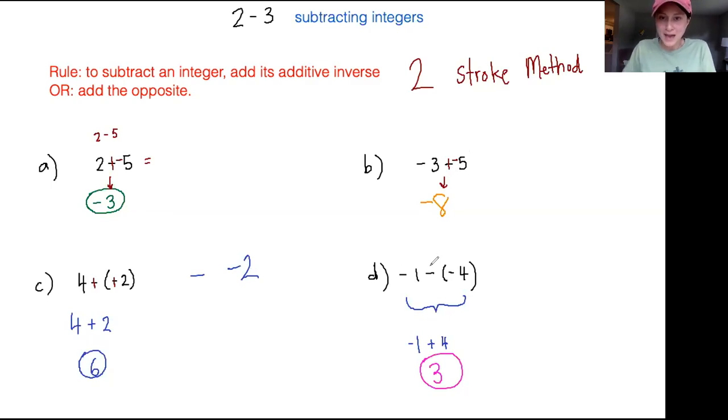Example D, adding the opposite. So I'm turning my subtraction sign into an addition sign. And because this is a -4, I'm doing the opposite of a -4, which is a +4. So when I added that stroke, it became a +4. Now I have -1 plus +4, and my answer is +3. Okay, so let's take a look at your study guide and see if we can practice some of these out and practice our methods here.